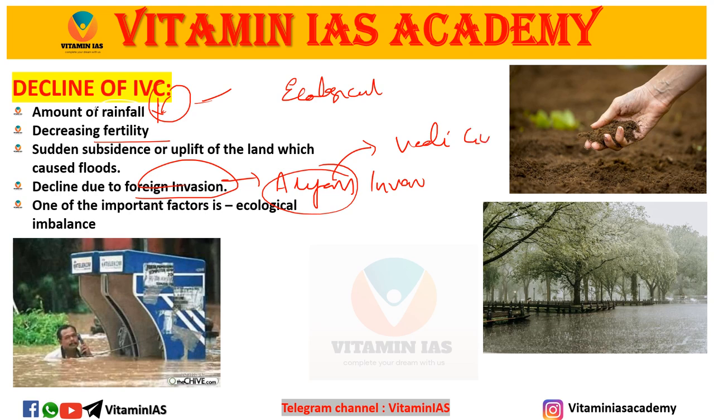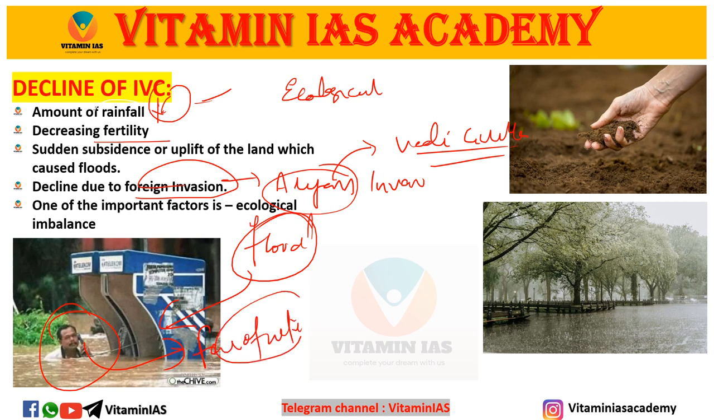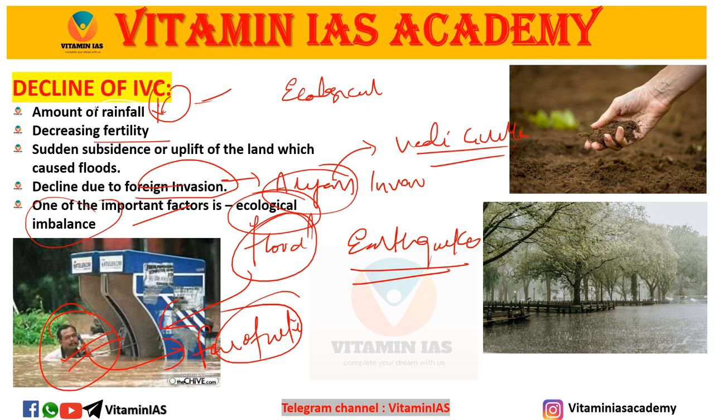the Vedic civilization. Then you will understand who the Aryans are, where they came from to this area and all those things. And floods, you can see here floods. This person is still talking with his wife, because of fear of his wife, he needs to inform her that he is drowning. And here, one of the important factors is ecological imbalance. And earthquake can also happen. Earthquake is also a possible reason for the decline.